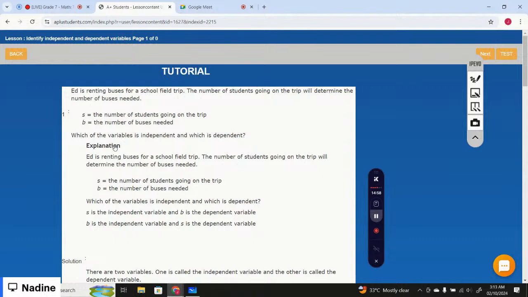Ed is renting buses for a school field trip. The number of students going on the trip will determine the number of buses needed. S equals the number of students going on the trip. B equals the number of buses needed. Which of the variables is independent and which is dependent? First, you need to learn what the dependent and independent variables are.